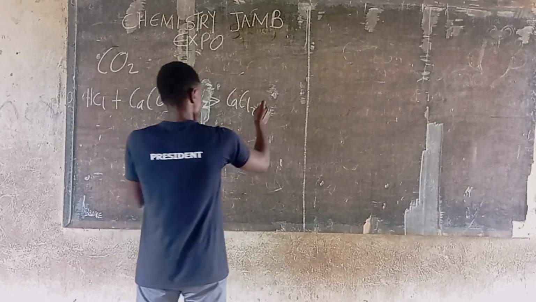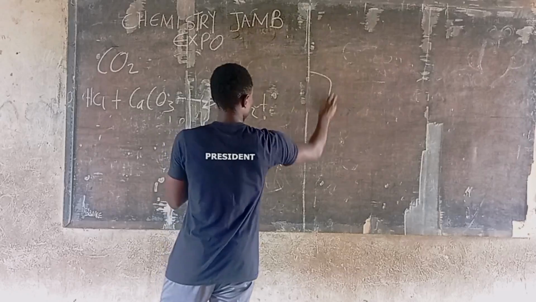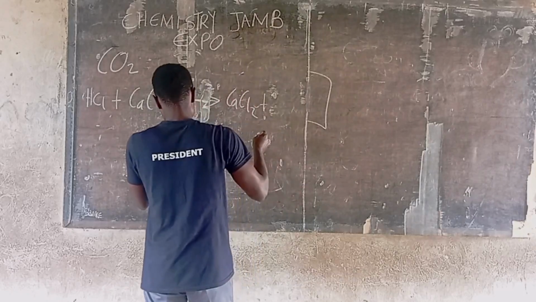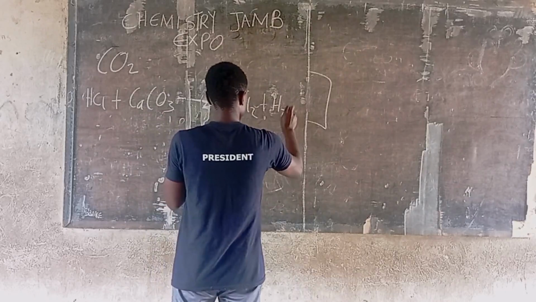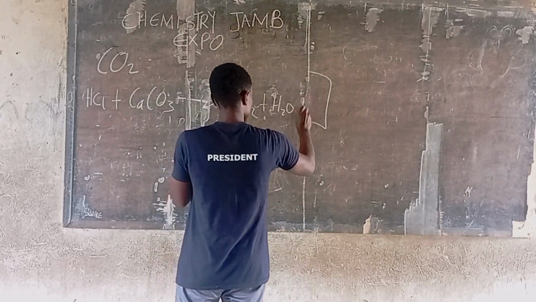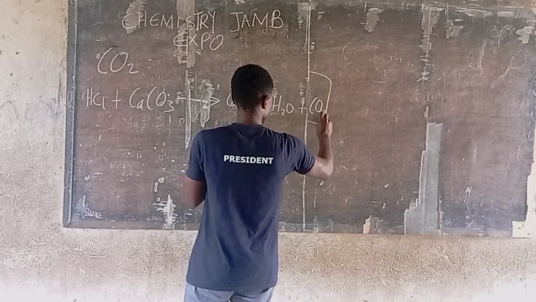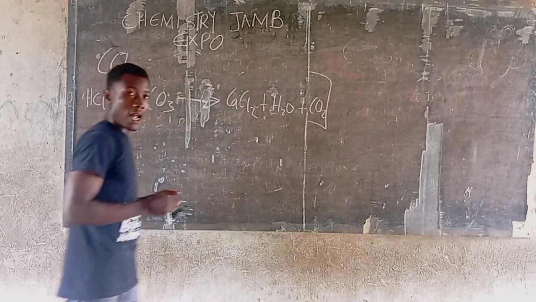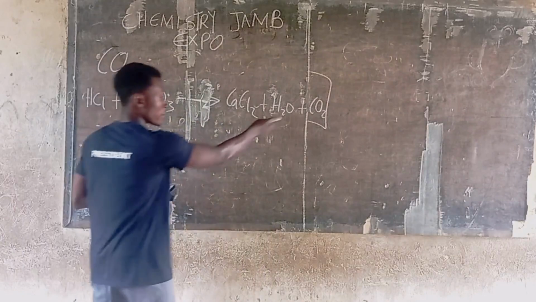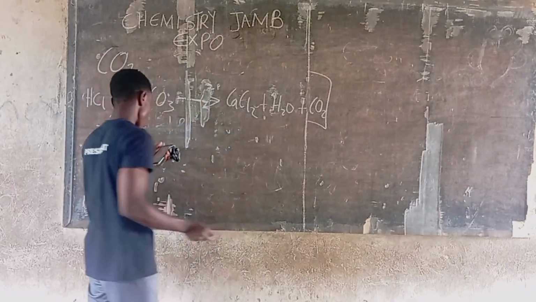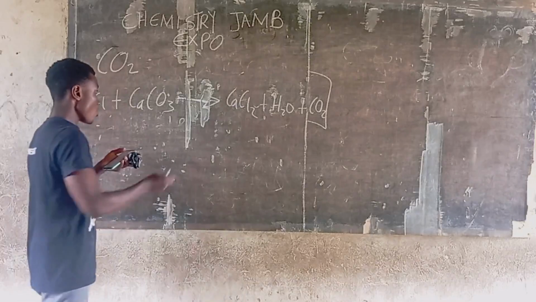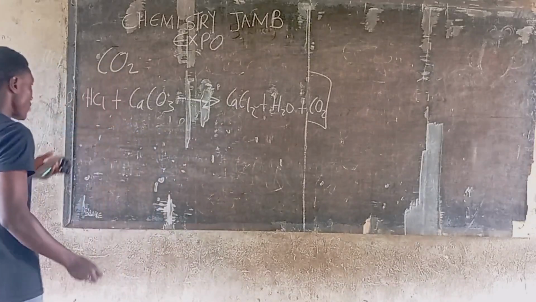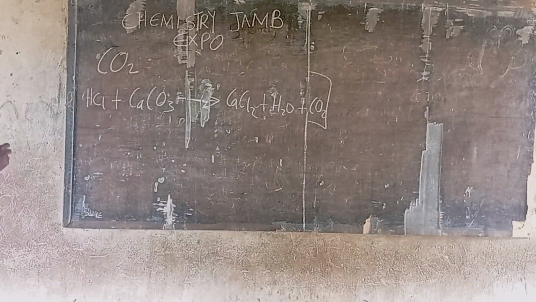Calcium chloride plus water, that is H2O, plus carbon dioxide as a gas. Checking out this reaction, you will find out that it is not balanced.